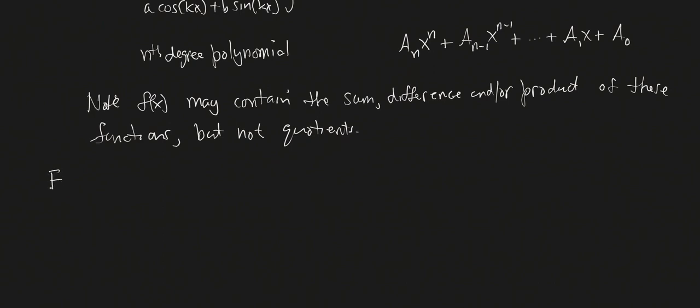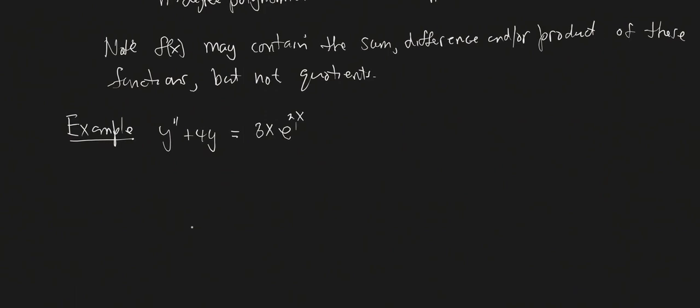All right, here is our example. So again, I'm just going to write down the nullity, and then we're going to find the general solution. So let's say we have y double prime plus 4y is equal to 3x times e to the 2x. All right. So definitely it's a non-homogeneous one, so it requires a bit more work.